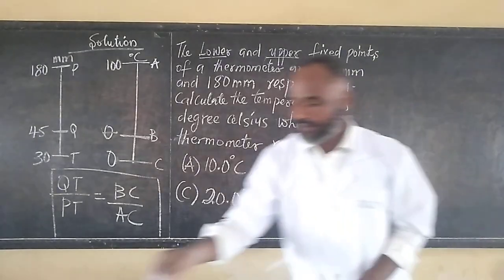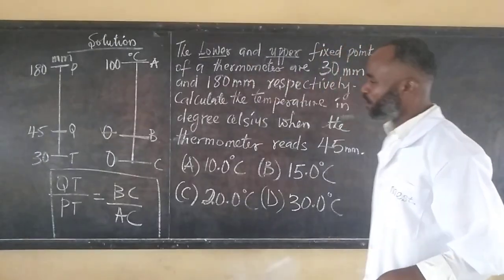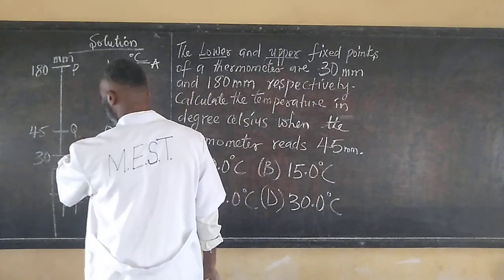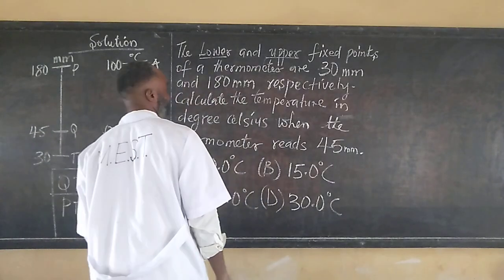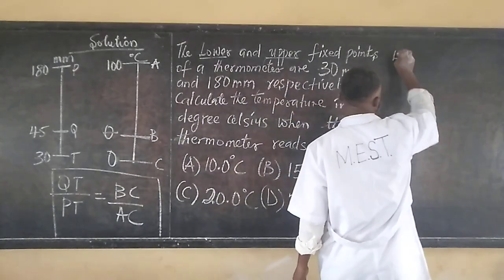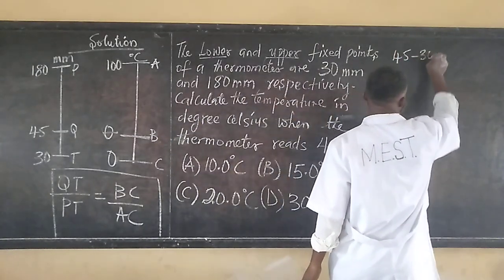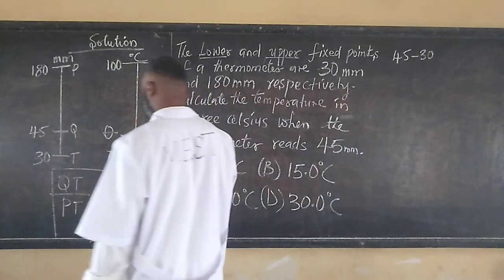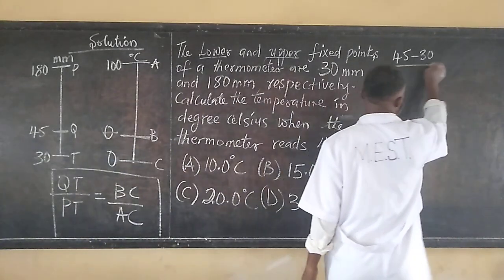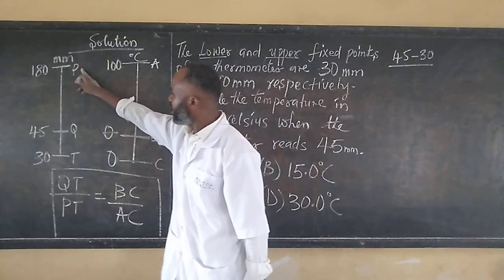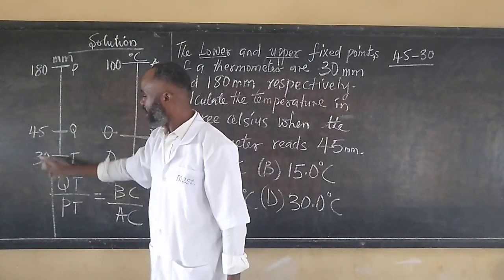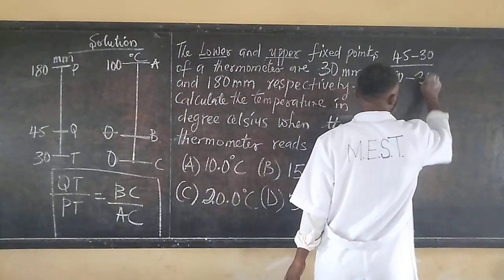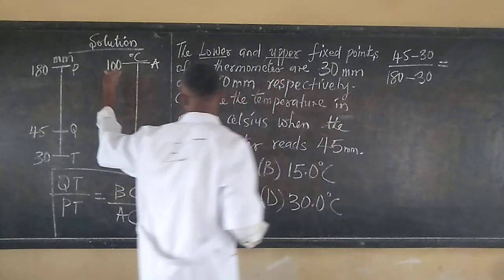So let's see. If that is the case, what does it mean? What is QT? QT is 45 minus 30. That's it. And then over there, PT. What's the meaning of PT? PT is P and T. That is 180 minus 30.